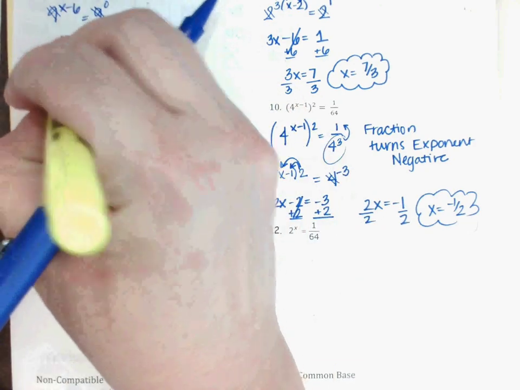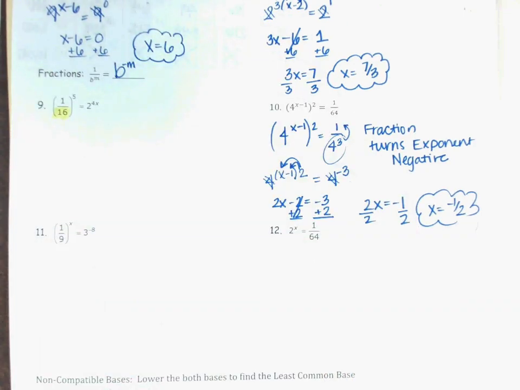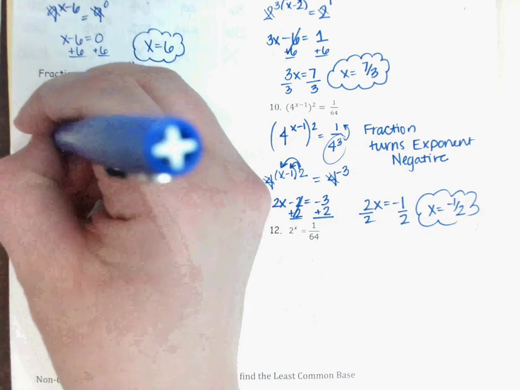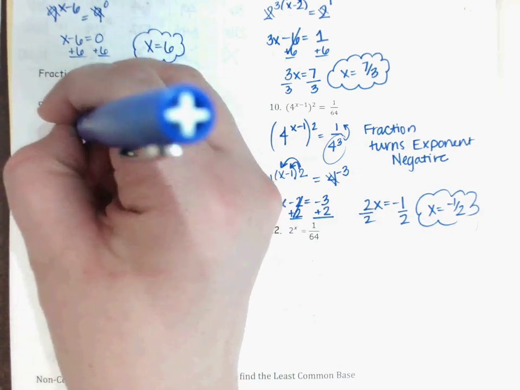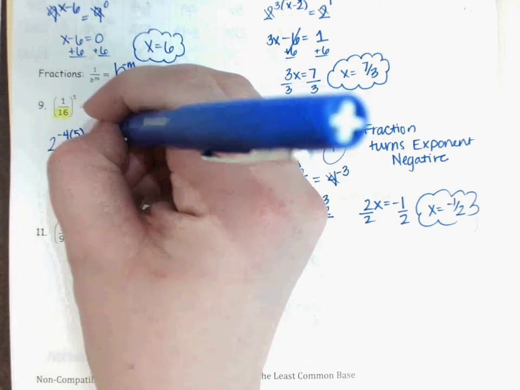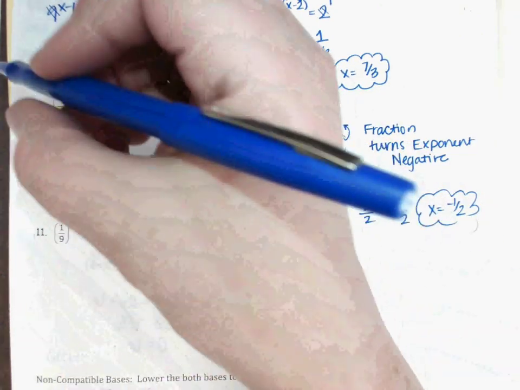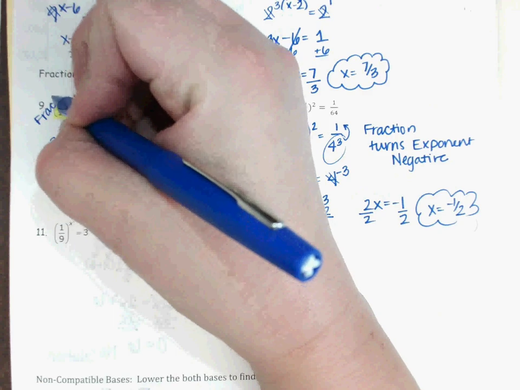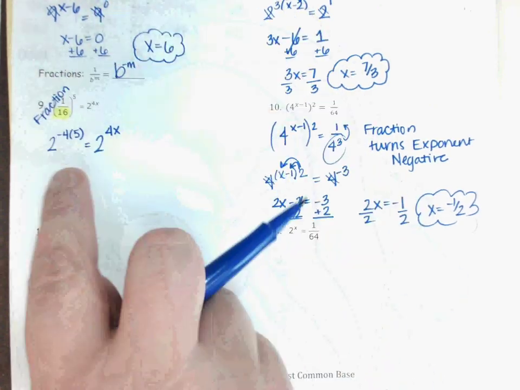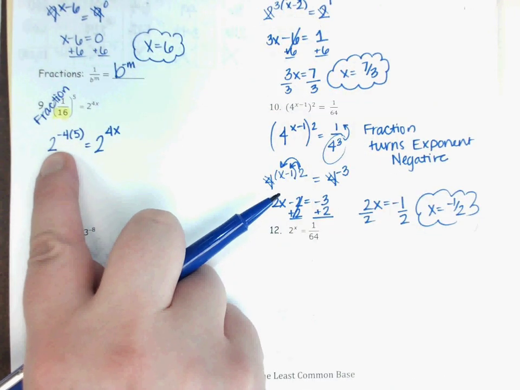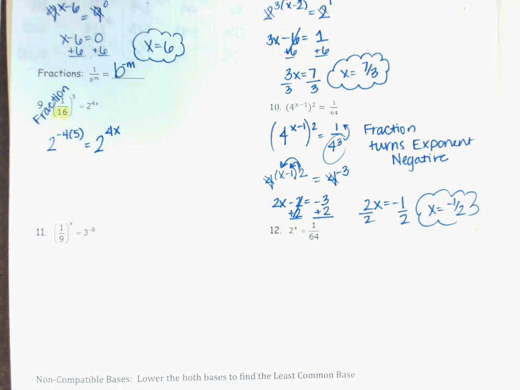2 to the 4, but it's a fraction. So instead of putting 2 to the 4, what will I put? 2 to the negative 4. Does that make sense? So if it's a fraction, then you have to turn that 2 to the 4 into a 2 to the minus 4. And then from there, my 2's cross out.